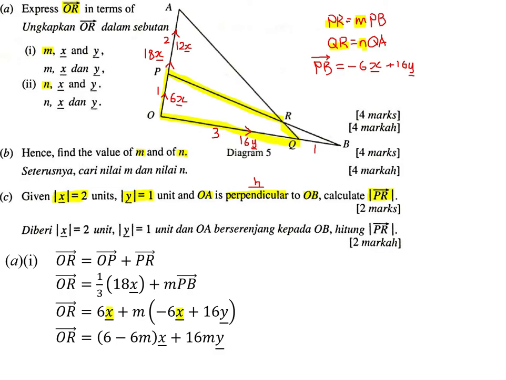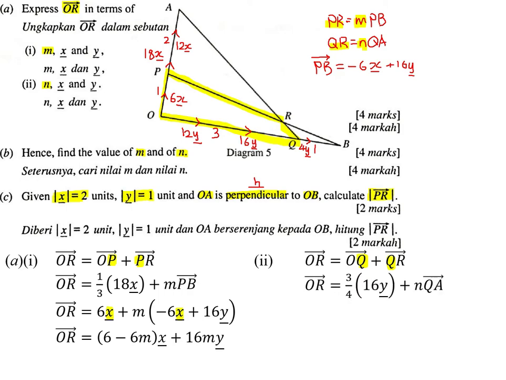For the second question, we will refer to OR equals OQ plus QR. What is the vector for OQ? Refer to the ratio 3 to 1. The whole vector OB gives you 16y. So if the ratio is 3 to 1, 3 will give you 12y, and 1 will give you 4y. OQ is 12y. QR is nQA.